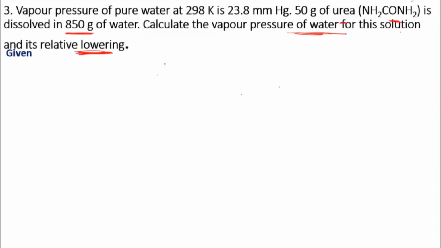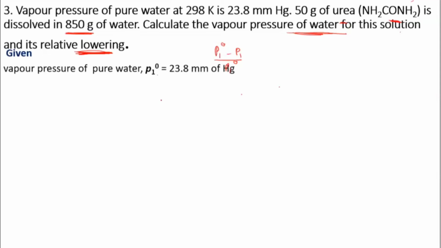P1 naught minus, it's relative lowering of vapor pressure, no? So what is the formula? P1 naught minus P1 divided by P1 naught. This one, okay? Relative lowering of vapor pressure. So I have listed here. Vapor pressure of pure water is given. P1 naught is given as she said, okay? She has listed everything correctly.